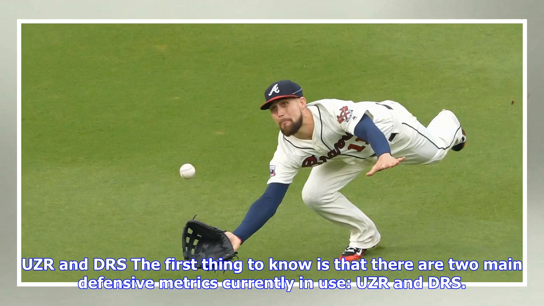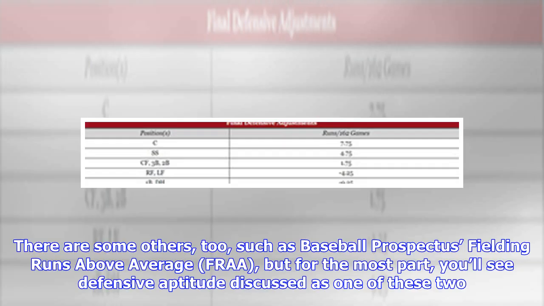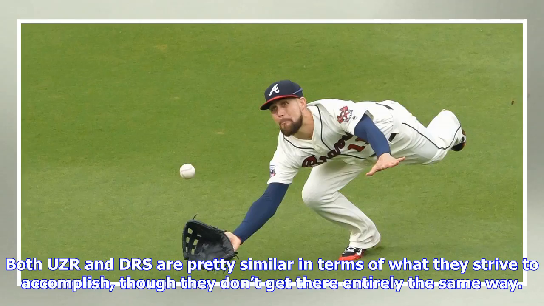UZR and DRS. The first thing to know is that there are two main defensive metrics currently in use, UZR and DRS. There are some others, too, such as Baseball Prospectus' Fielding Runs Above Average, FRAA, but for the most part, you'll see defensive aptitude discussed as one of these two. Both UZR and DRS are pretty similar in terms of what they strive to accomplish, though they don't get there entirely the same way.